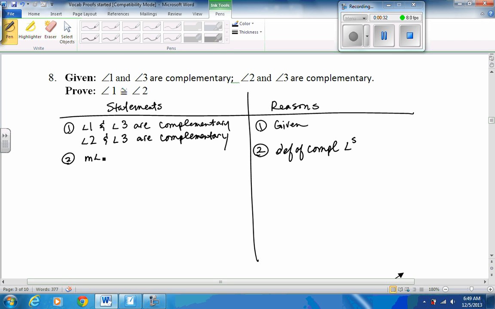What it says you can do is say that the sum of the measures equals 90 degrees. Well, angles 2 and 3 are also complementary, so use the law of detachment and make that conclusion. It satisfies those conditions, so make the conclusion. That's the law of detachment. So we are using the definition of complementary angles to make the conclusion that the sum then equals 90.